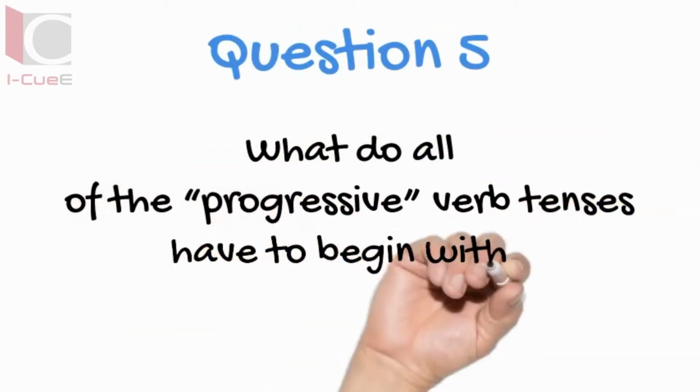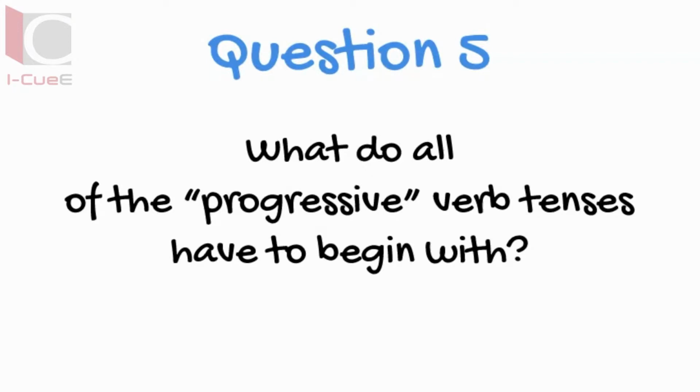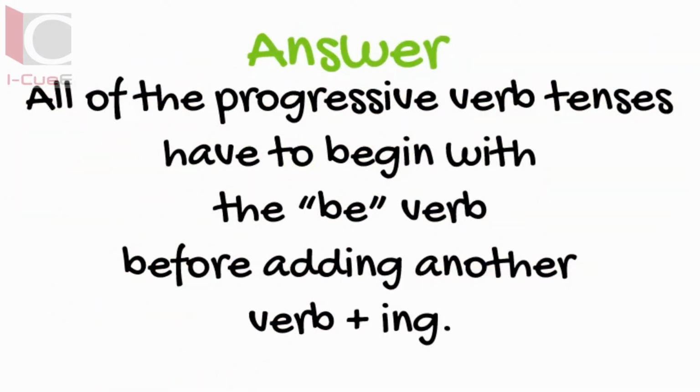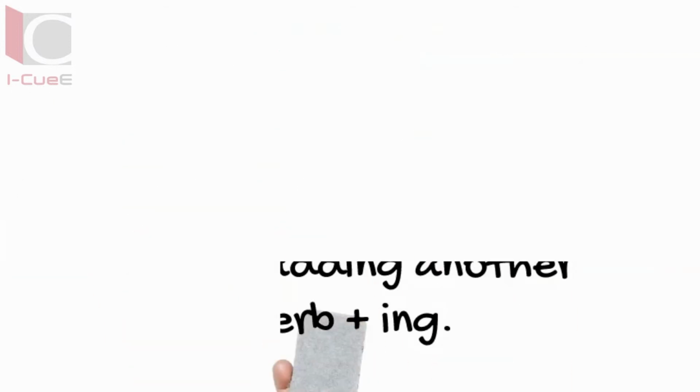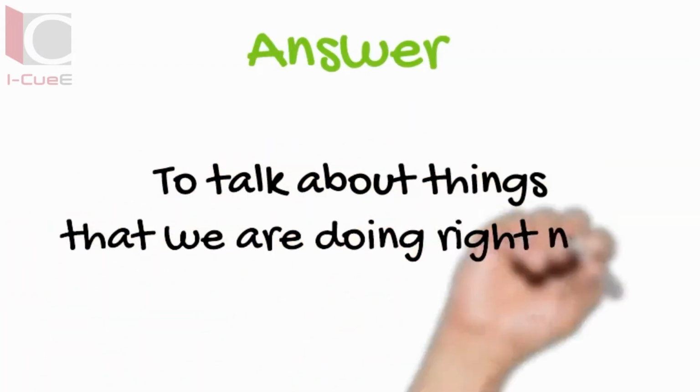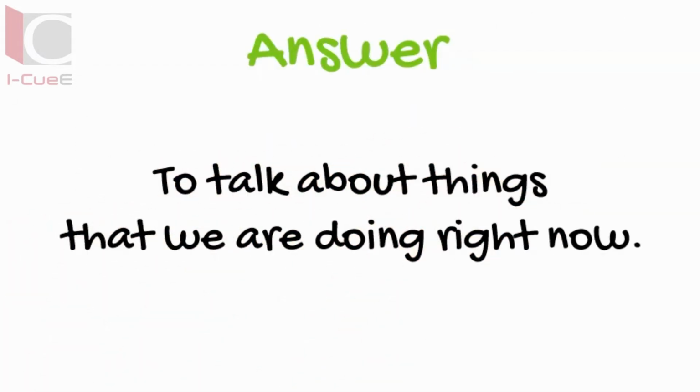What do all of the progressive verb tenses have to begin with? All of the progressive verb tenses have to begin with the be verb before adding another verb plus ing. When do we use the present progressive tense? To talk about things that we are doing right now.